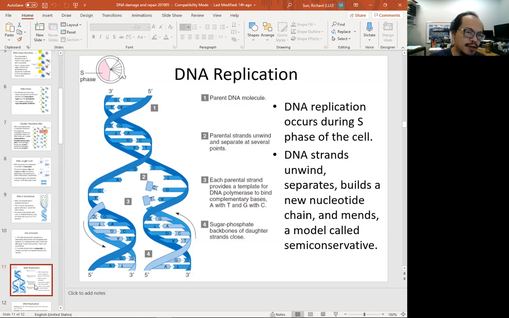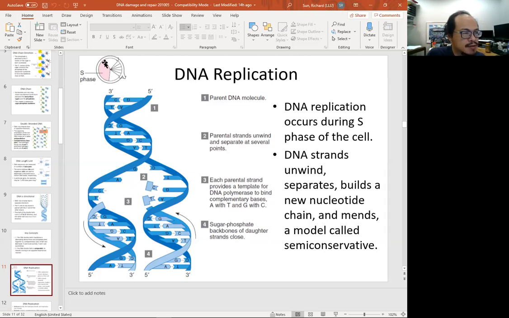Now, if we know it, we should know that the cell cycle has G1, S and G2, and this is the mitosis. A cell may enter cell cycle arrest, which means it doesn't go through this cycle anymore. That is a differentiated cell that will be in the G0 stage.